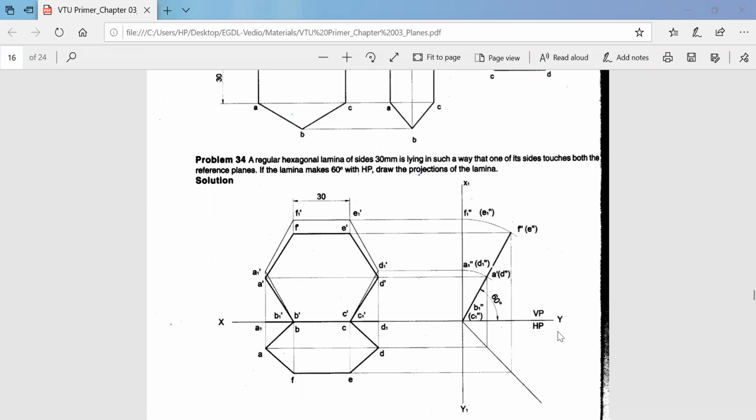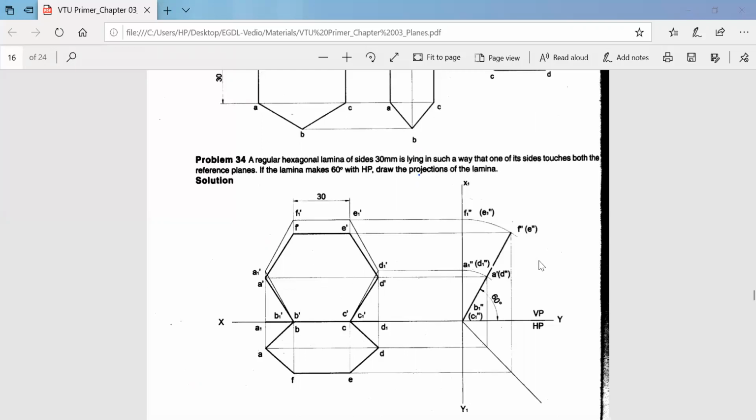The first reference plane, you always name it as x and y. Don't forget to write VP and HP. After that only, please start constructing the hexagonal lamina. After you construct, leave some space. Please do the naming, don't forget to do the naming: A dash, B dash, C dash, D dash, E dash and F dash. Once you do the naming, you take the projections.